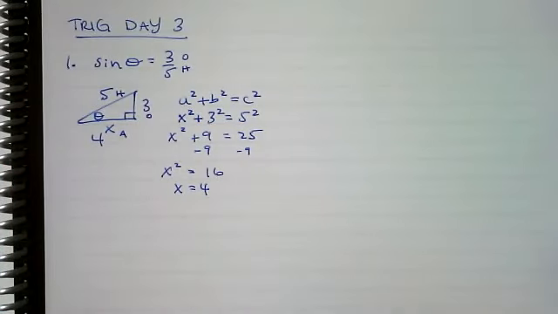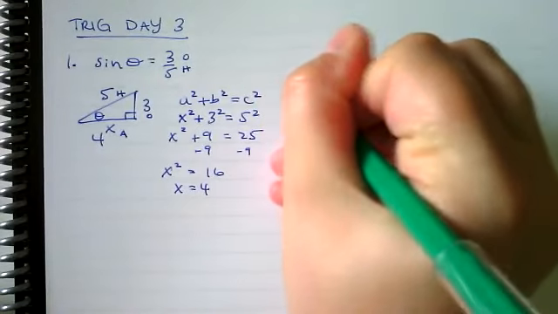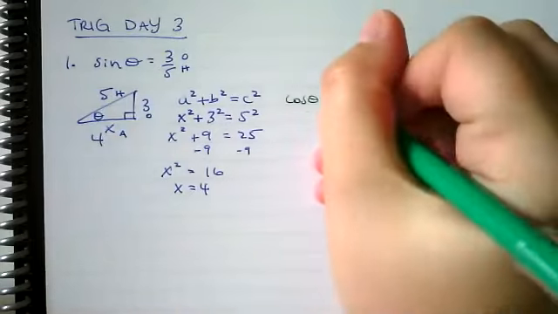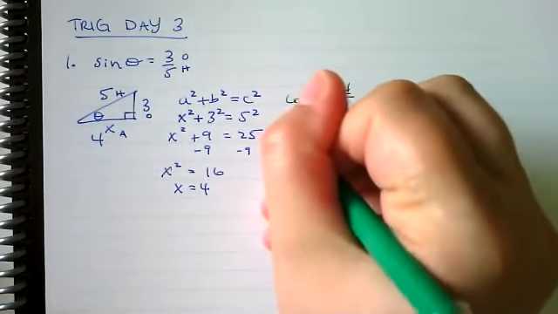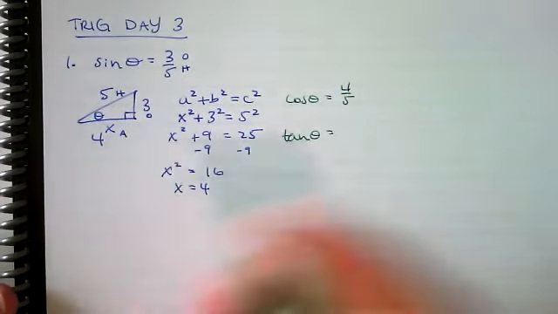So now I have my triangle all set up, and I just need to find my other trig functions. So I already have sine. So now I need cosine. And cosine is my adjacent over my hypotenuse, so that's 4 over 5. And then I have tangent. And tangent is my opposite over adjacent, so that's going to be 3 over 4.